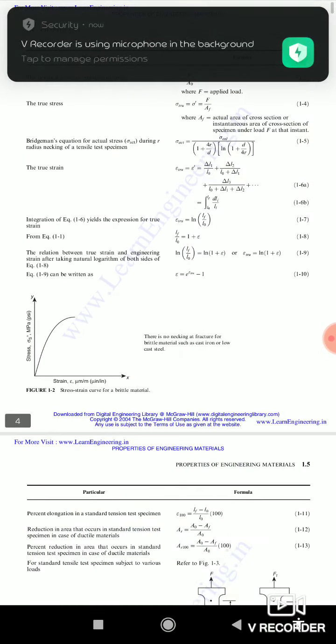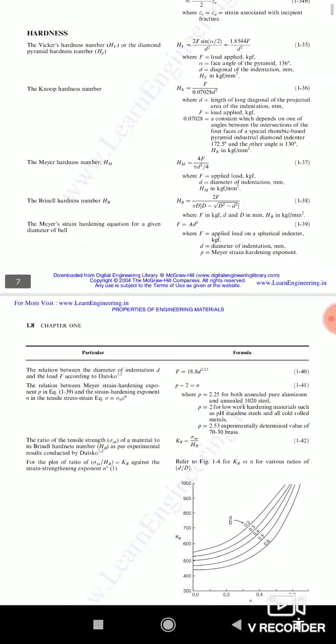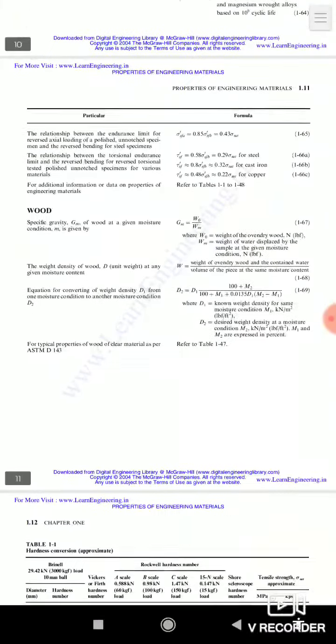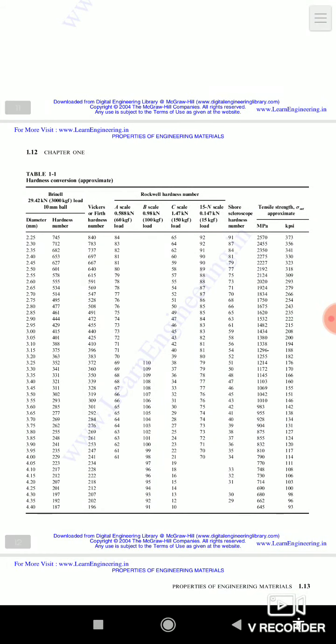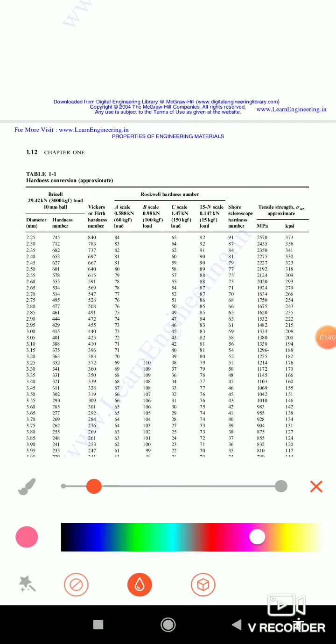So what is the main purpose of this design data book? We will get back to that, and I will let you know the main purposes of this design book. So coming back to this table, let us suppose you have been given a problem where you have been given the diameter. Let us suppose the diameter is 2.25.